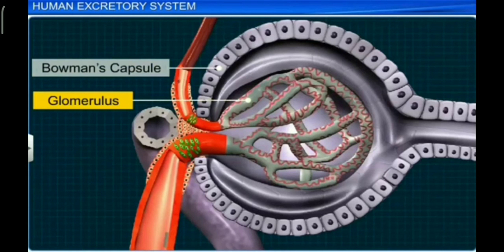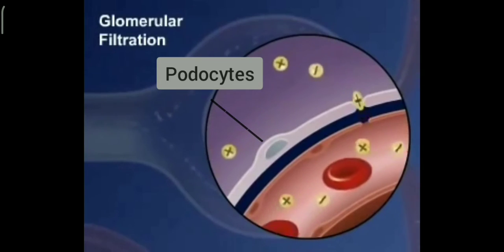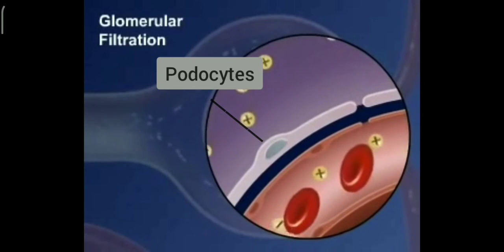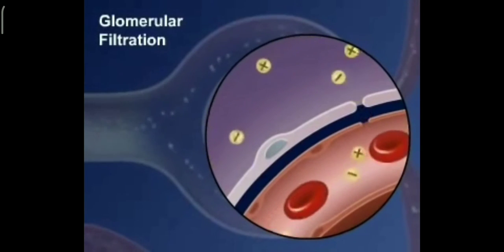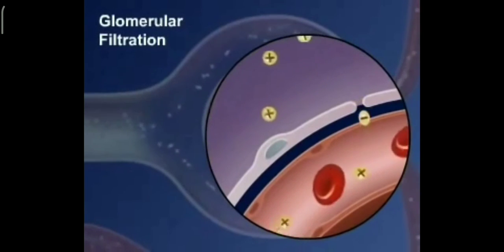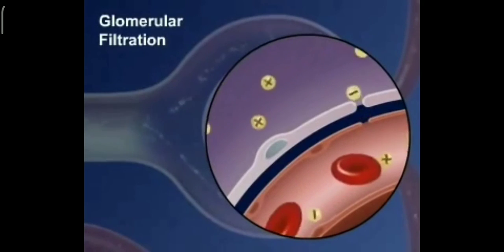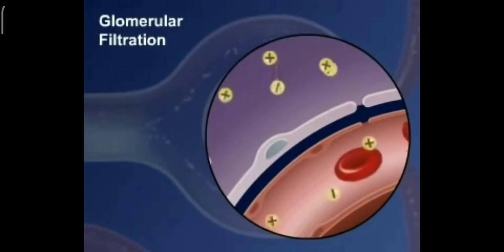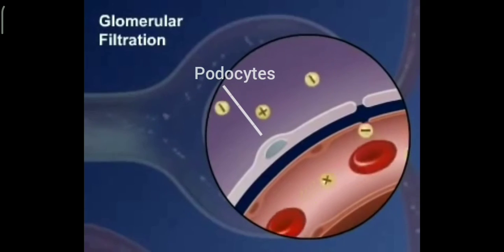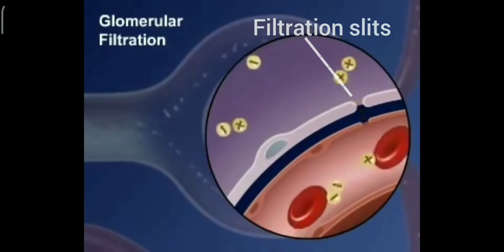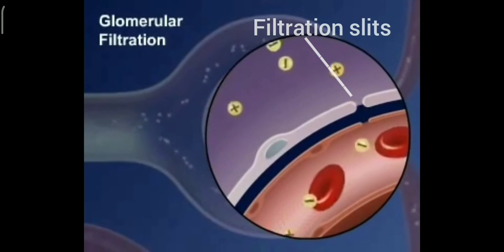The visceral wall consists of a special type of squamous cells called podocytes. These podocytes are in close contact with the wall of capillaries of the glomerulus. There are small slits in between adjacent podocytes called filtration slits.